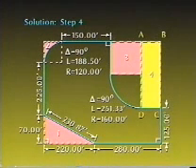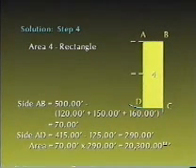Area 4 is another rectangle, shown as ABCD on the diagram. And here is the solution of area 4. The side AB is 500 feet minus the quantity 120 feet plus 150 feet plus 160 feet. We can get this right off of the diagram, which would equal 70 feet.